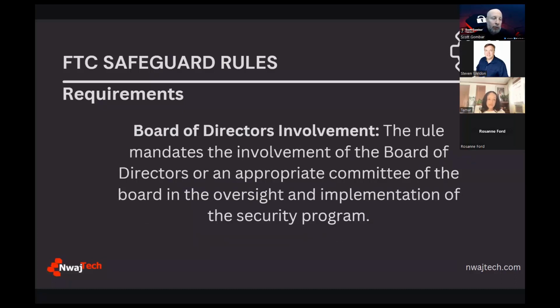You should also have a board of directors. Again, if you're a one-person tax preparer, you probably don't have a board of directors. But if you're a medium-sized business, small to medium, a few hundred employees or bigger, the rule mandates the involvement of a board of directors or an appropriate committee of the board in the oversight and implementation of the security program. So I've had businesses that are smaller in nature, and it's just a manager or the owner of the business that oversees it. And then there are businesses that have an entire board of directors that say, we've got to make sure this gets done.